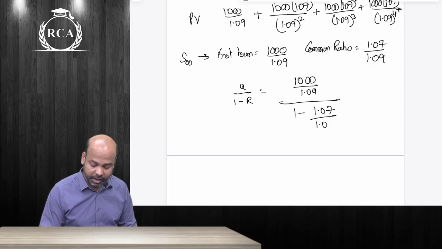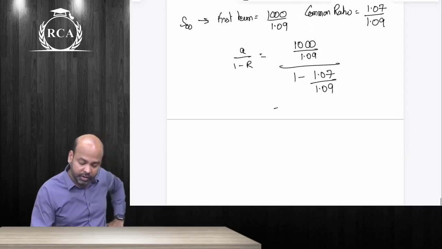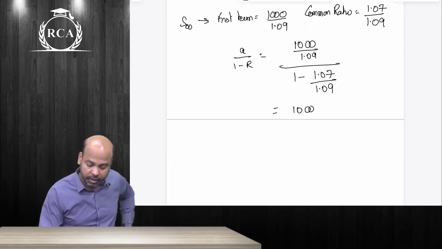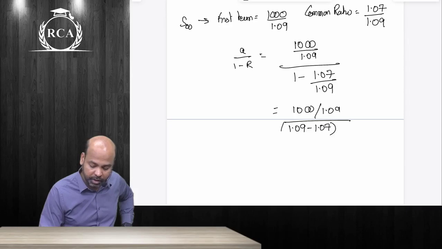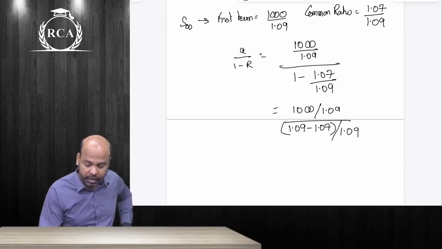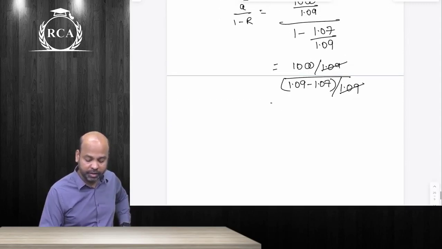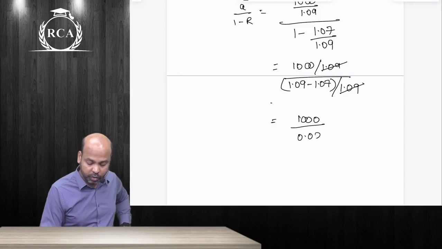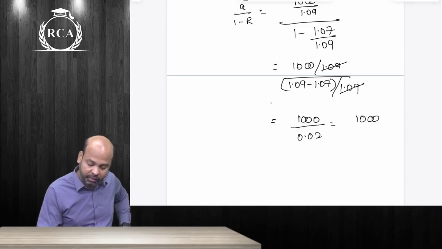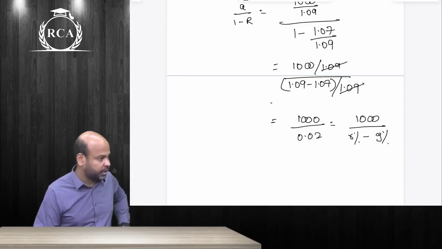1.07 divided by 1.09. What will this become, beta? In the numerator, I have 1000 divided by 1.09. In the denominator, if I take an LCM, 1.09 minus 1.07 divided by 1.09. Can I strike that 1.09? What will I be left with? 1000 divided by 0.02. Can I also write that as 1000 divided by r percent minus g percent?